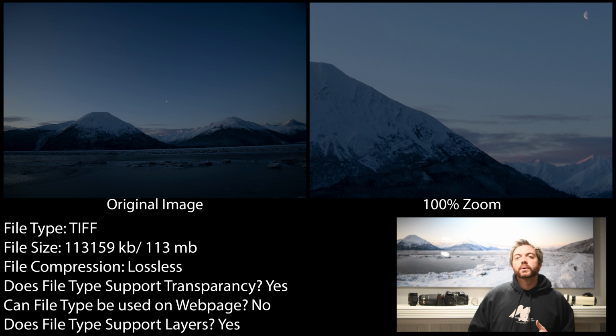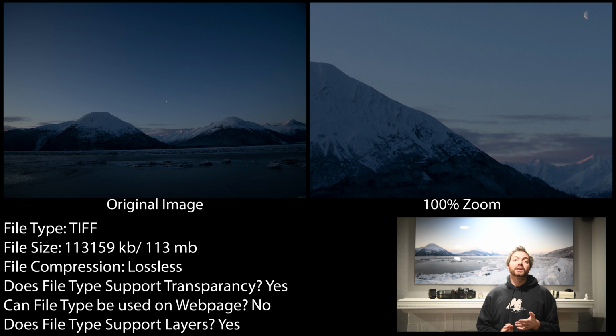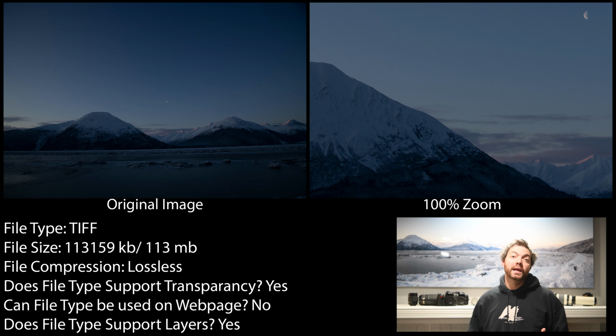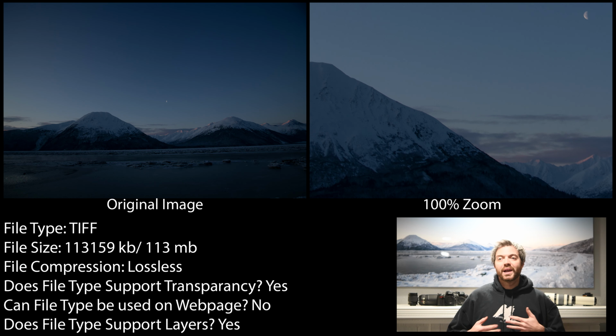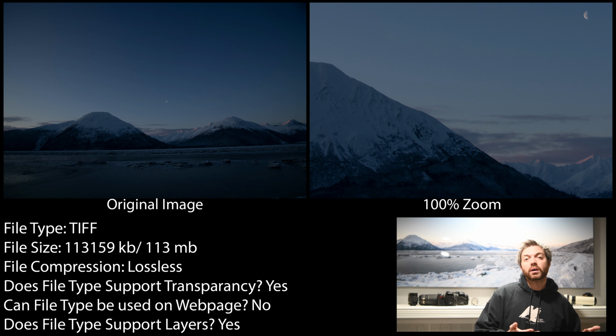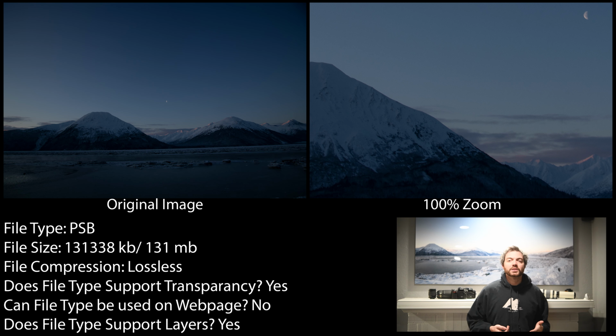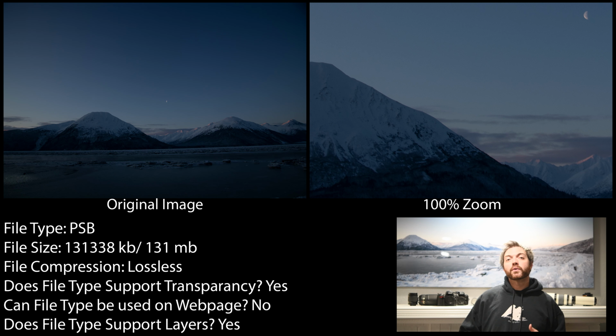The third file type that we're looking at is a TIFF. This is 113 megabytes and it is also lossless compression. It supports transparency and layers. It is not a file type that I would use for the web page. You can treat this like an editing file type to save your files in. I personally will save my PSD or RAW files to a TIFF before I send it off to a printing lab to be printed. The fourth file type is PSB. This is exactly like a PSD file, except that it's meant for much larger file sizes than PSD.